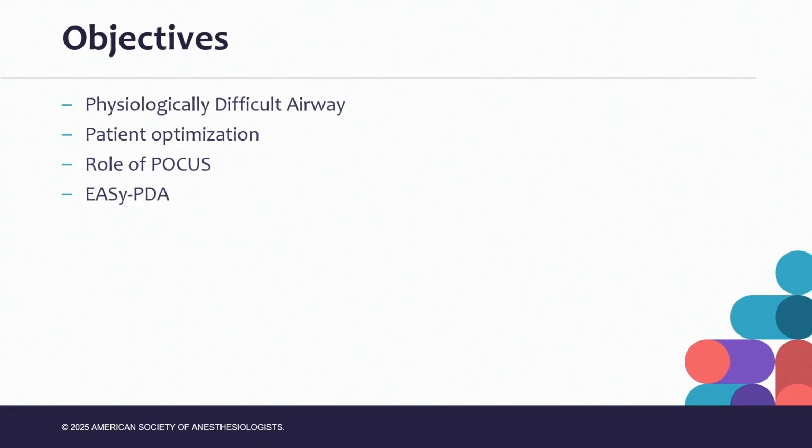So we'll start off with some discussion on what exactly is a physiologically difficult airway. We'll talk about patient optimization and then the role of POCUS in patient optimization. And we'll end with something like what Rachel did, talk about Easy PDA, where we integrate Easy into the regular management of emergency airways in critically ill patients.